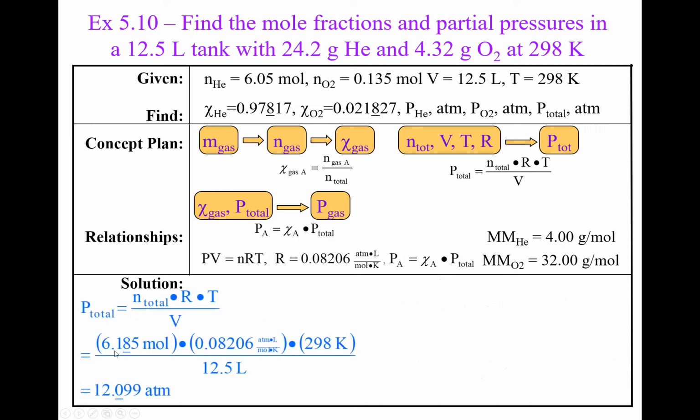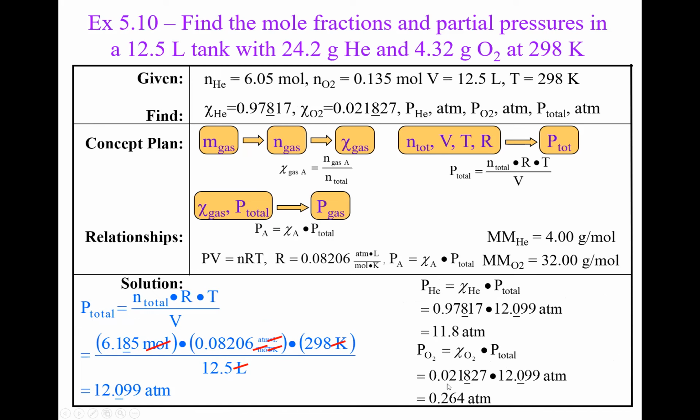Now that we know the number of moles, plug it into the ideal gas law given the temperature and the volume, and it's 12 atmospheres. And then go back and take the mole fraction, so what's 98% of 12 and what's 2% of 12, right? And this is 2.64, so above the 0.2 that we're used to, but below that 1.5. So this would be an example of a tank that is good for deep sea divers to avoid those problems.